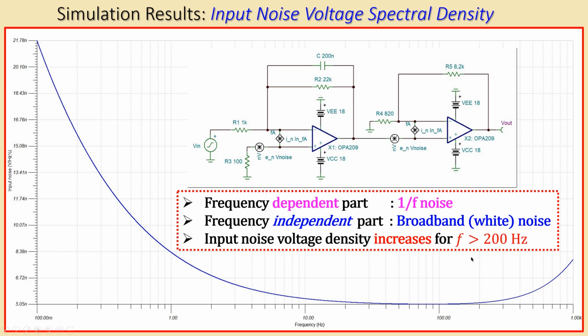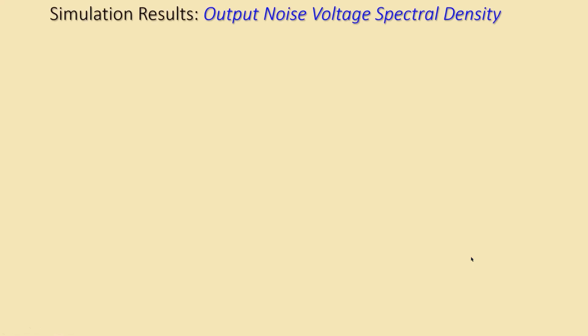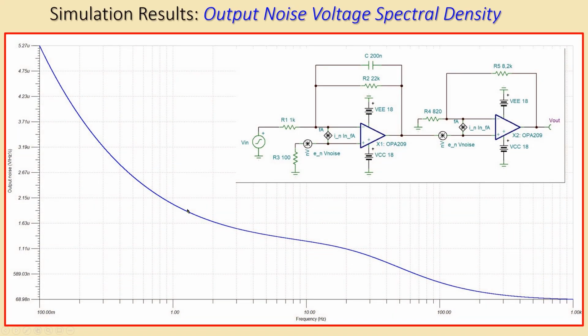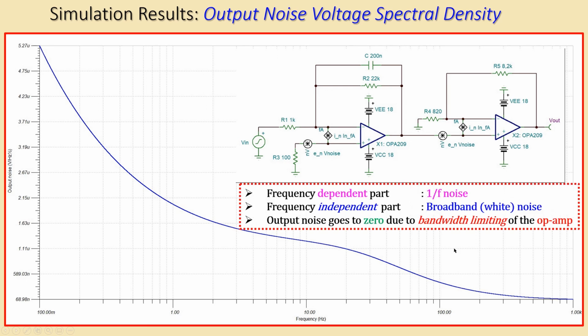You can see that in more detail in the output noise voltage spectral density. It again has a 1/f noise part, which is frequency dependent, and a part which is almost frequency independent, still with a little bit of dependency here, but it will go down all the way to approximately 0 at higher frequencies. Again, that is due to the op-amp limitation, and also due to the R2 and C. So at the output we don't have any problems with increasing noise at the input spectral density.